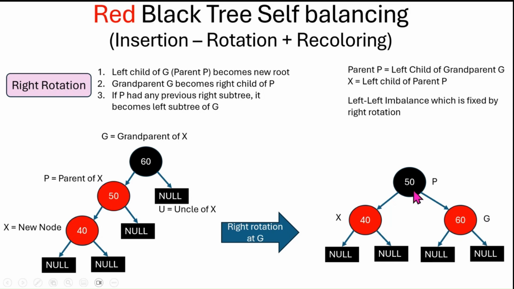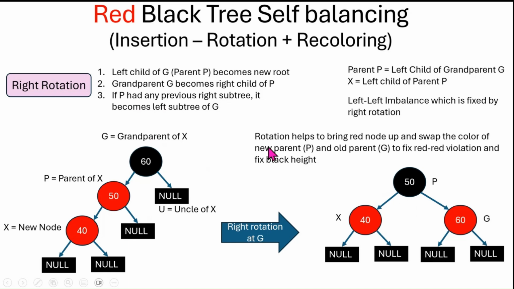So why did we do this? It actually solved the red violation. And whatever the black height was there upstream, it will also get solved, because all the paths will come through 50 only, right? Previously, all paths were coming from 60, right? So now all paths are coming through 50 because we rotated it from upstream. So we need to make 50 black so that we can keep the black height proper.